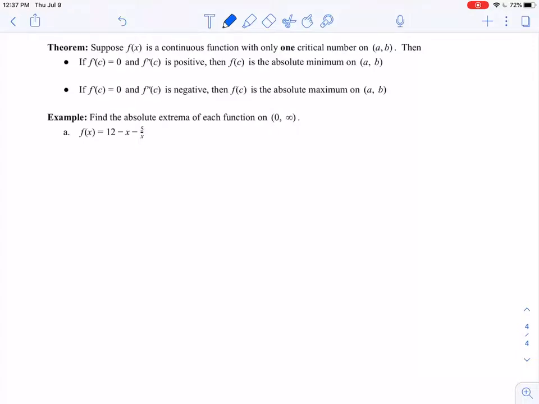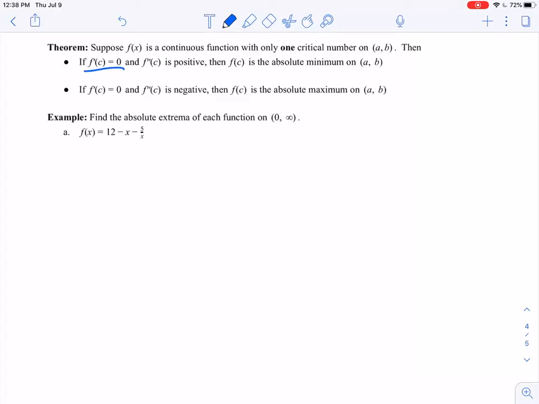So we talked earlier about how to find absolute extrema on a closed interval, but what if I want to find absolute extrema on an open interval instead? It turns out that this is a much harder question to answer, but we can still say a few things about this. So if we're working with a continuous function with only one critical number on that open interval. So for right now, we're just considering cases where we have exactly one critical number on some open interval.